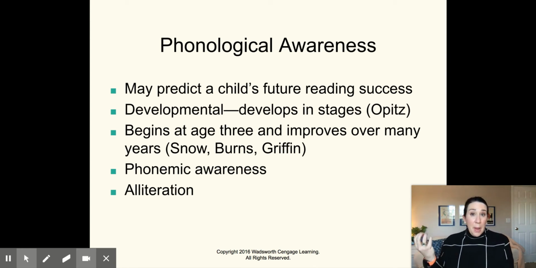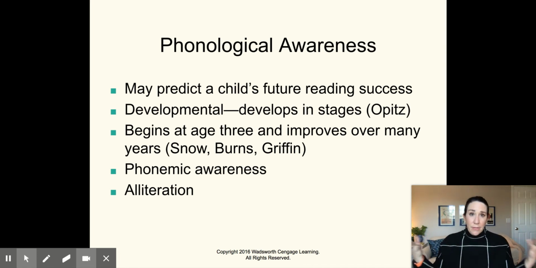Phonological awareness. As you remember, phonemes are the tiniest little pieces of sounds in words, right? And phonics is how we put those sounds together to make words. So we think that phonological awareness may predict a child's future reading success. So the more that you can break words up into sounds and talk about how we put sounds together to make words, and then start talking about how those letters correspond to sounds, that's going to help reading success.